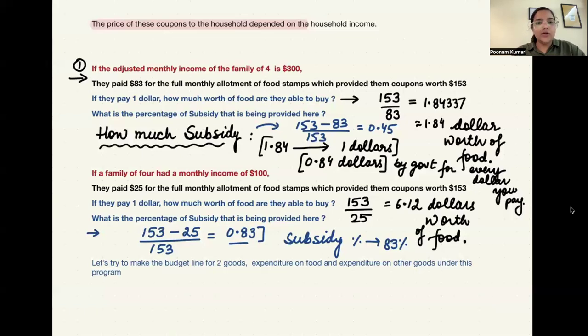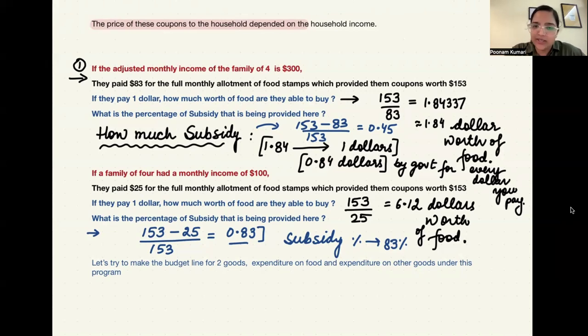Fine. All good so far? Yes, ma'am. Excuse me, ma'am. जी. Ma'am, here we also calculate subsidy by dividing 0.84 by 1.84. 0.84, which is the amount that the government is paying, divided by 1.84. Yes. It's the same thing. Okay, ma'am. Because you just divided everything by 153. Yes, ma'am. It's the same thing. You will get the same answers.